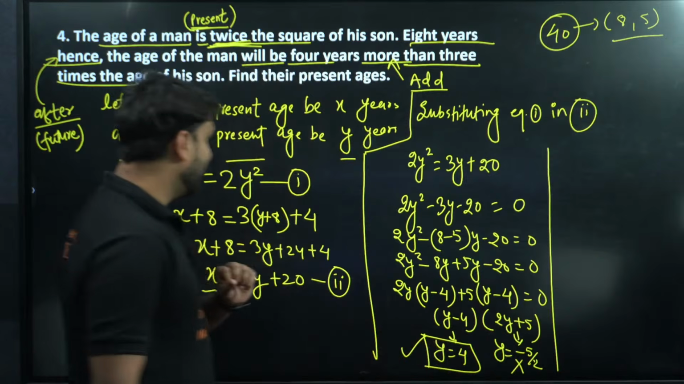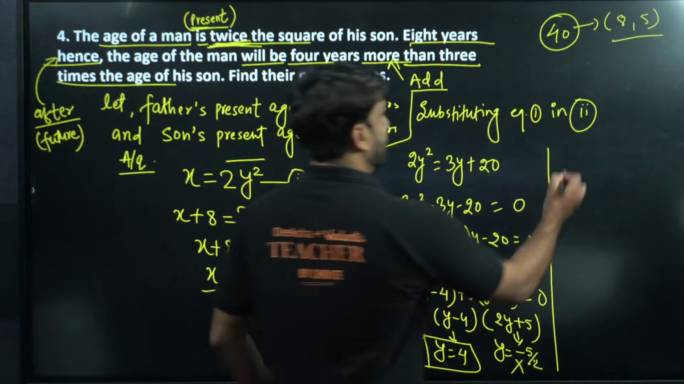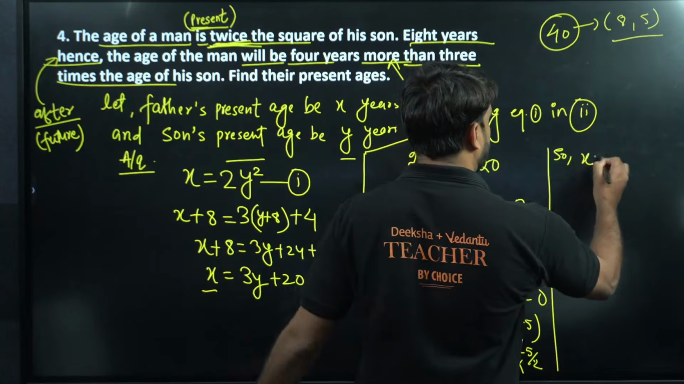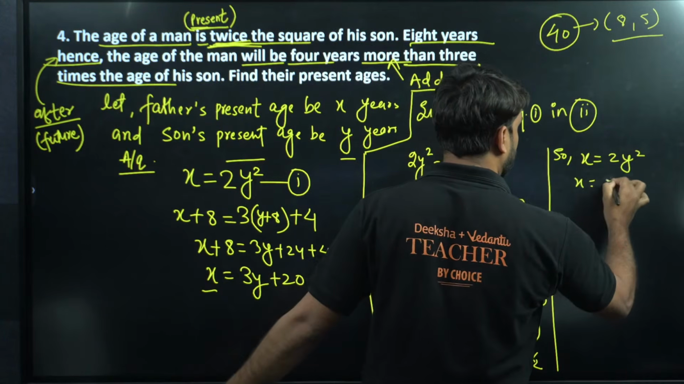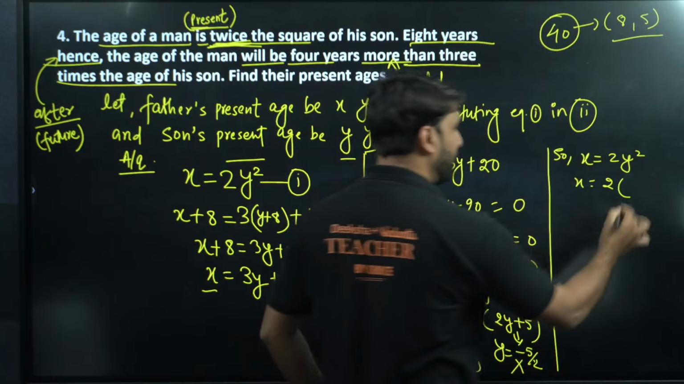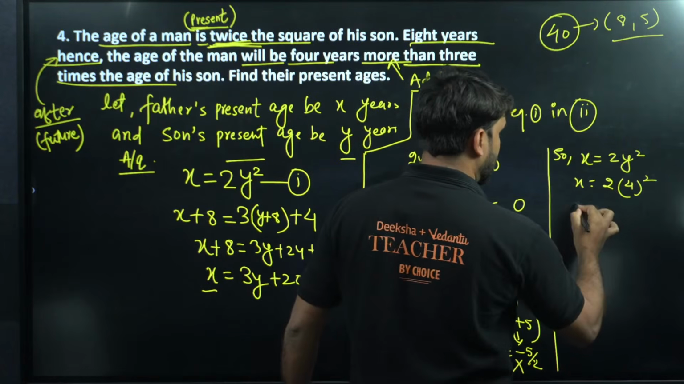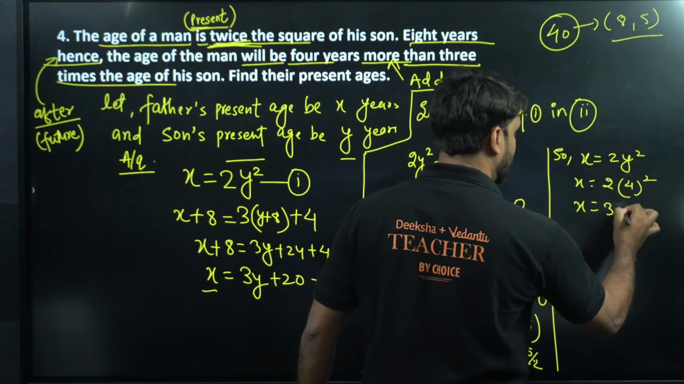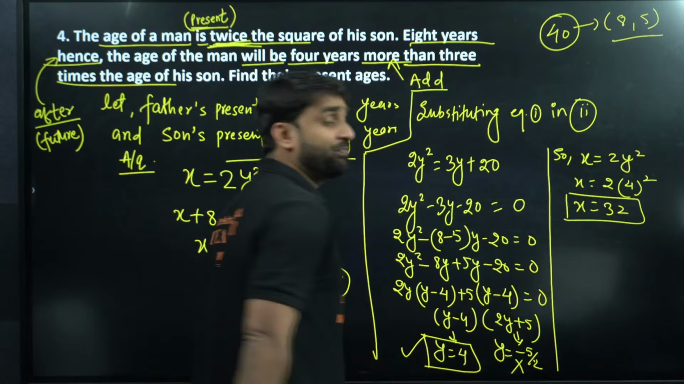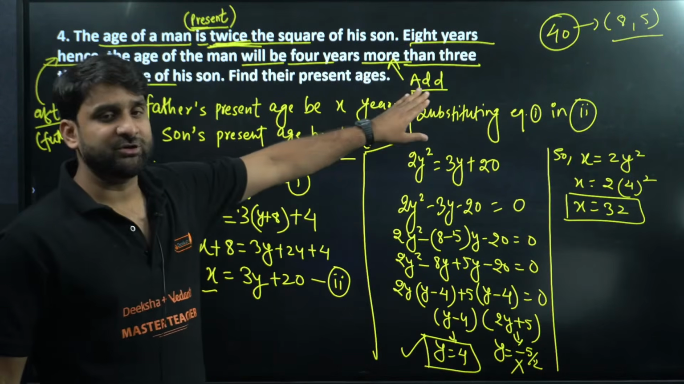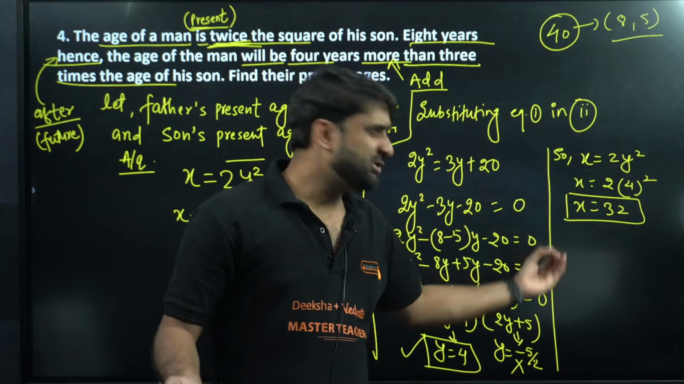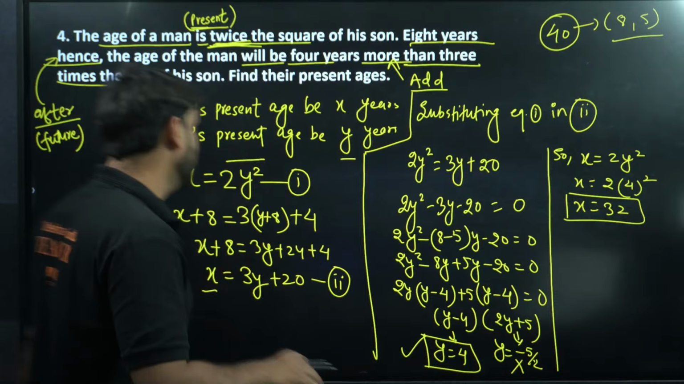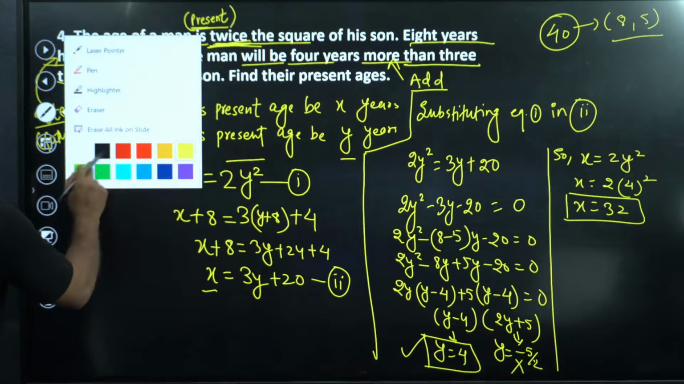So if y is equal to 4, what will be x? So x will be equal to, this equation we can use, 2y square. So x is equal to 2 into y, we have y is equal to 4. So 4 square, and 4 square is 16, 16 into 2 is 32. So x is 32. Now in a word problem question, whenever you find age and speed or anything, make sure to write the final answer in words. Make sure to write the final answer in words also.